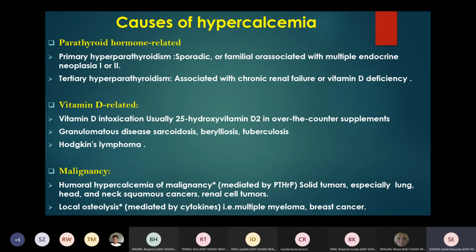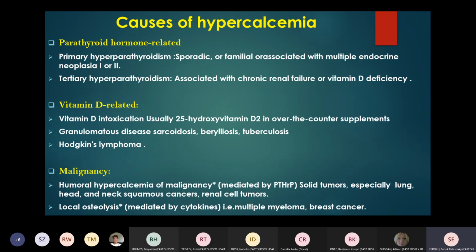So number one is parathyroid hormone-related causes of hypercalcemia, which is the most common cause of hypercalcemia in our medical field. You'll find such patients have primary hyperparathyroidism, which could be sporadic or familial, associated with MEN1 or MEN2. And also tertiary hyperparathyroidism associated with chronic renal failure or vitamin D deficiency. These are the hypercalcemia causes secondary to parathyroid hormone related disease, either primary or tertiary hyperparathyroidism.